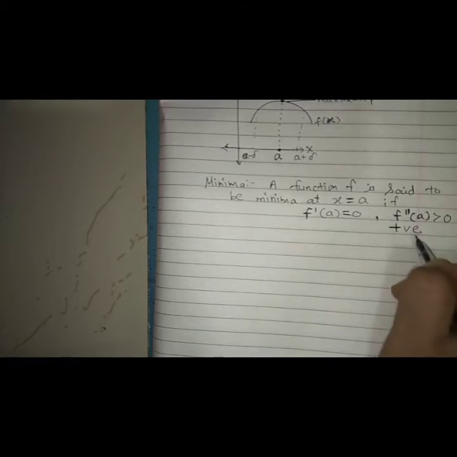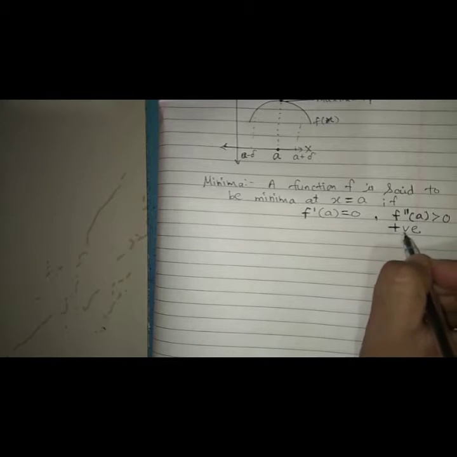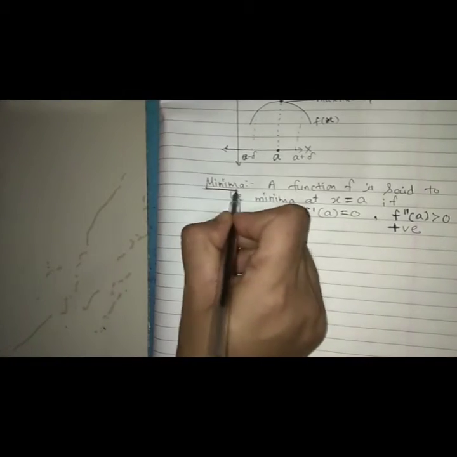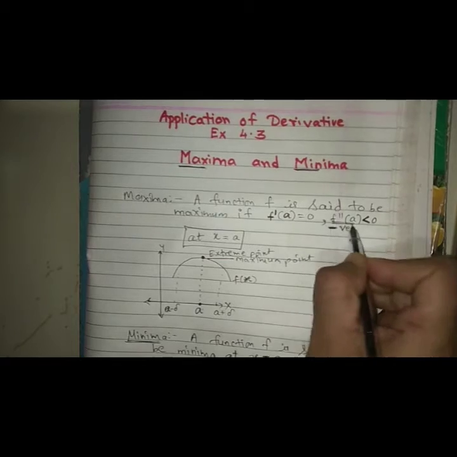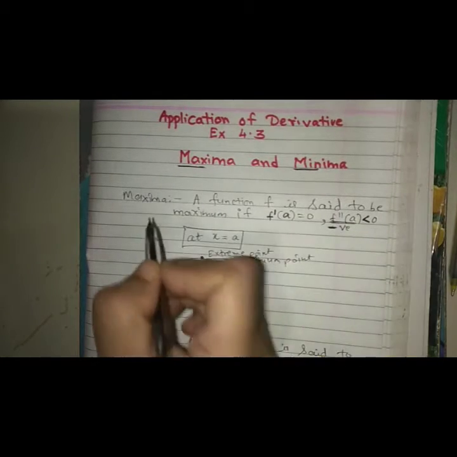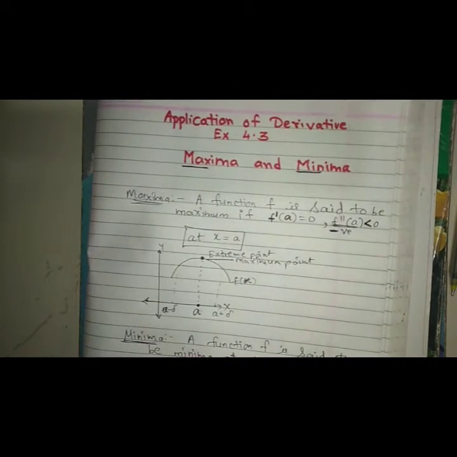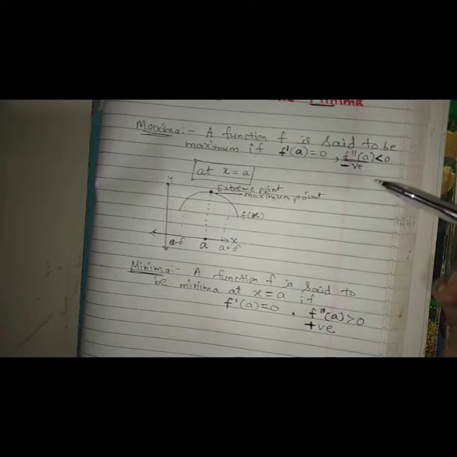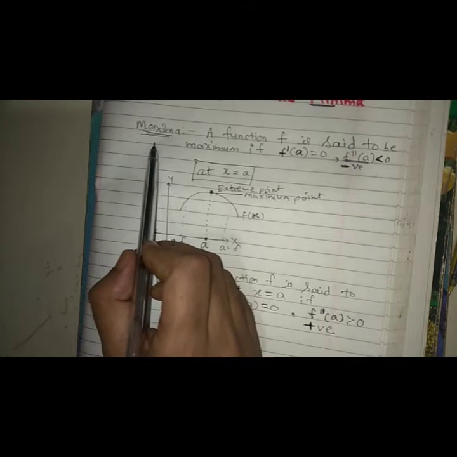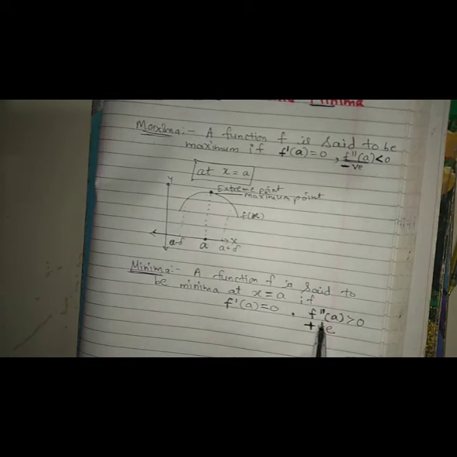You have to remember, when the value of the double derivative is positive, the function is minimum, and when the double derivative of the function is negative, we get maximum. Some students make a mistake in this. When the answer we get is less than 0, it is a maximum function, and when the answer is greater than 0, positive, it is a minimum function.